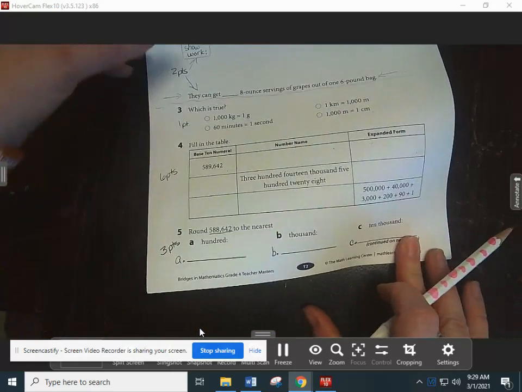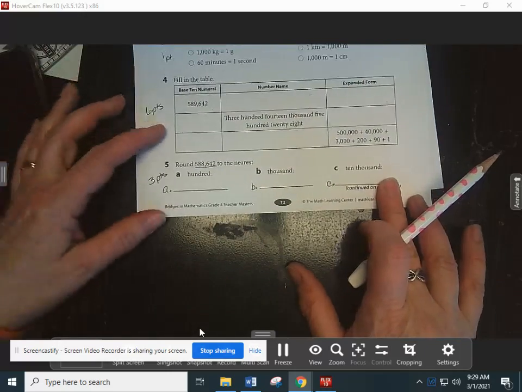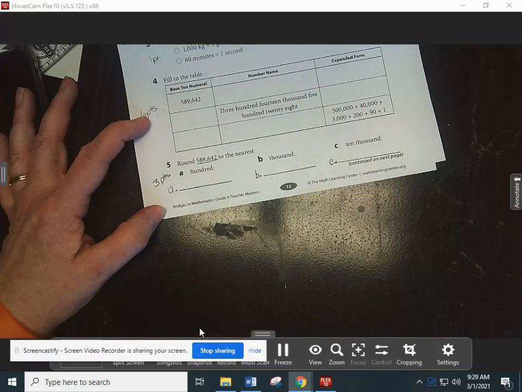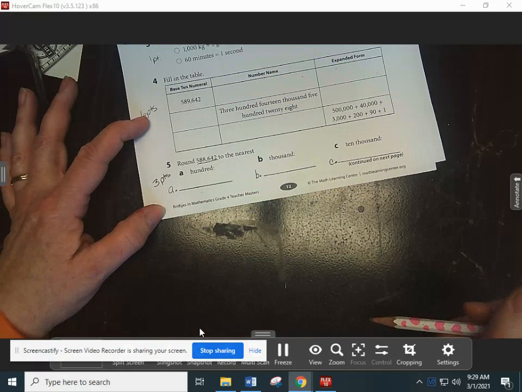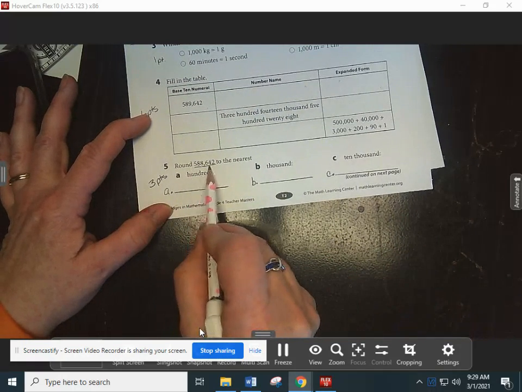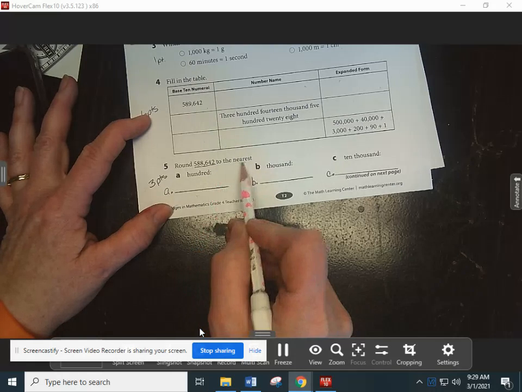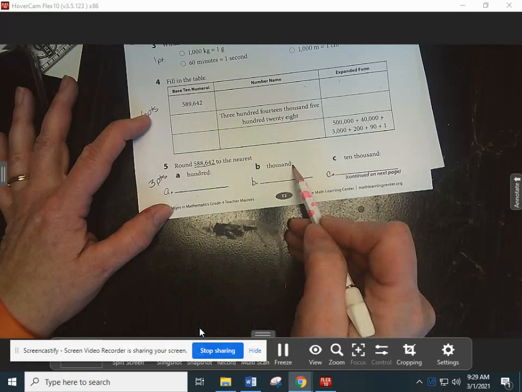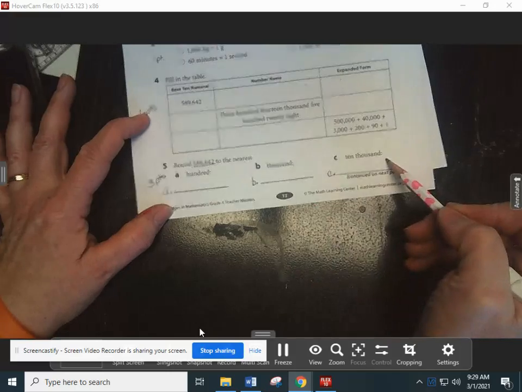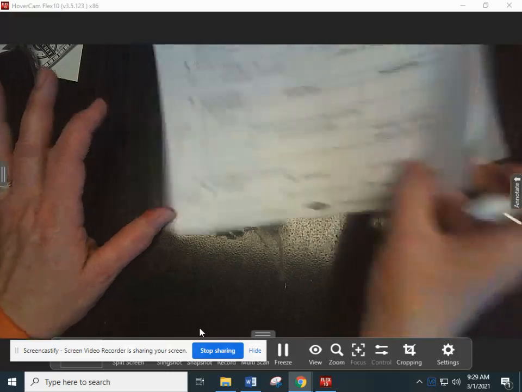Now, 4th graders tend to forget this question, which is why I actually put lines on the bottom of the page. And it is worth 3 points because it's telling you to round this number to the nearest 100. Then you round it to the nearest 1,000. Then you round it to the nearest 10,000.